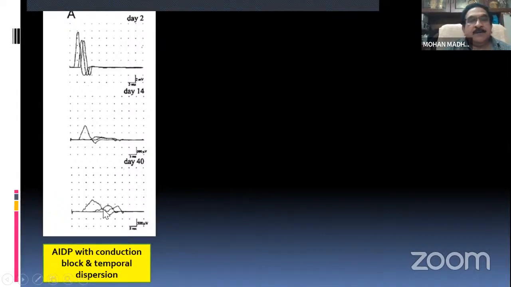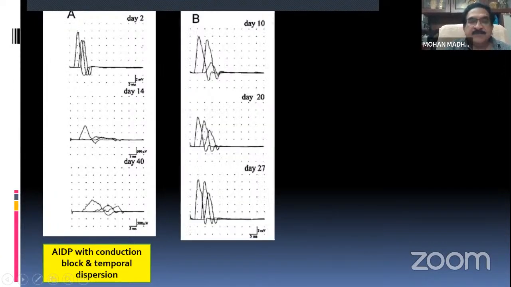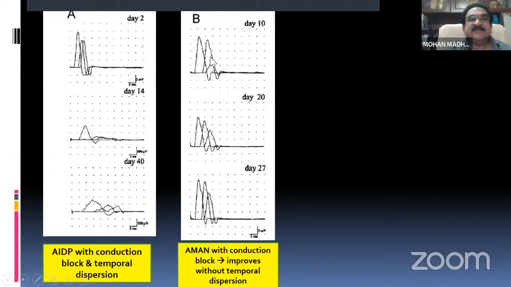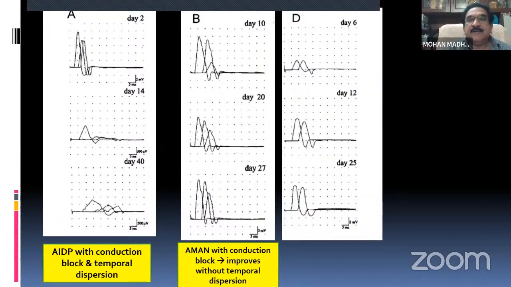And they're going to have a temporal dispersion as well. In the case of a demyelinating neuropathy with reversible conduction block, this is initially a conduction block, and it reverses and comes back to normal without any temporal dispersion.